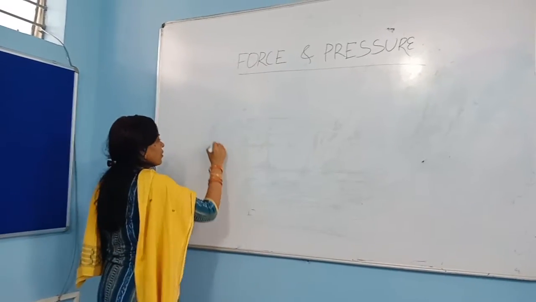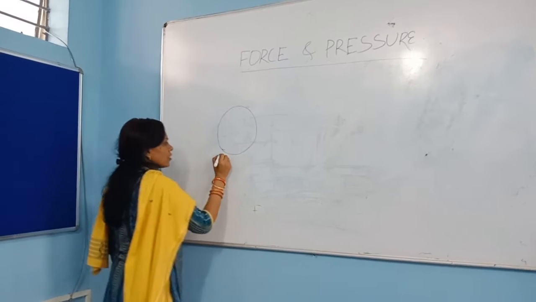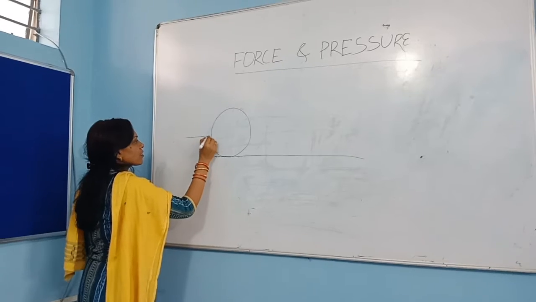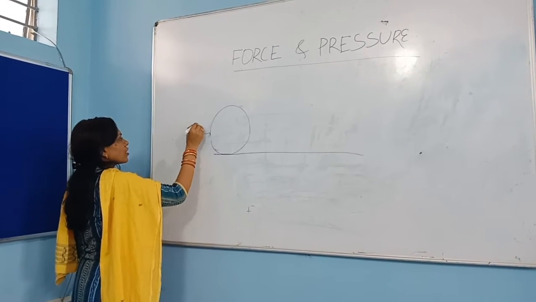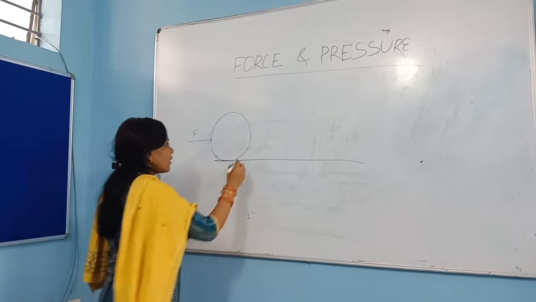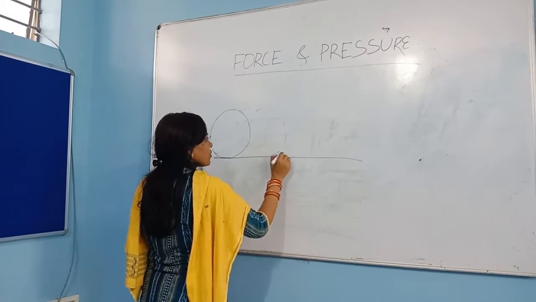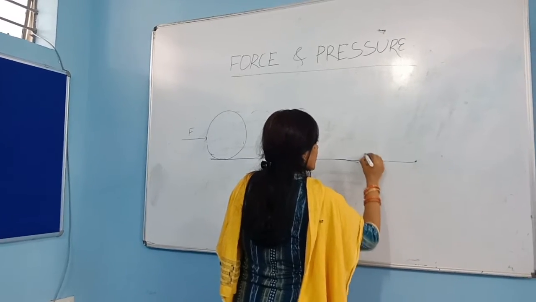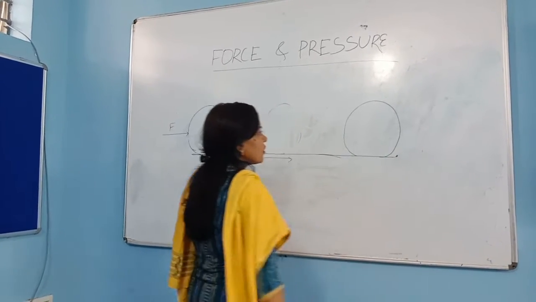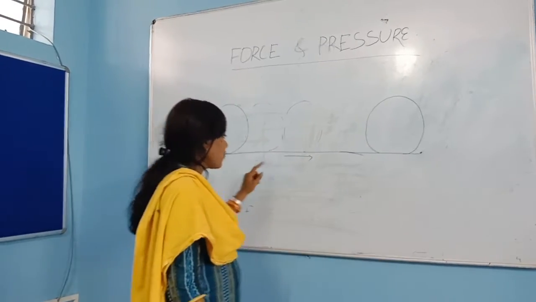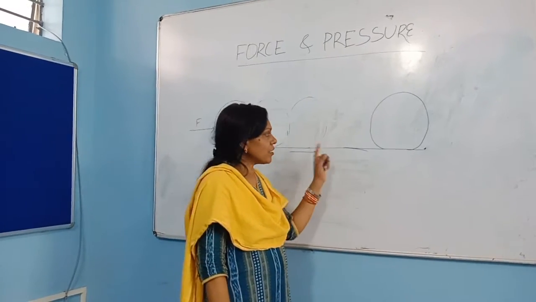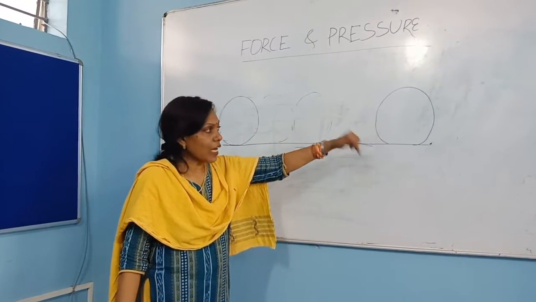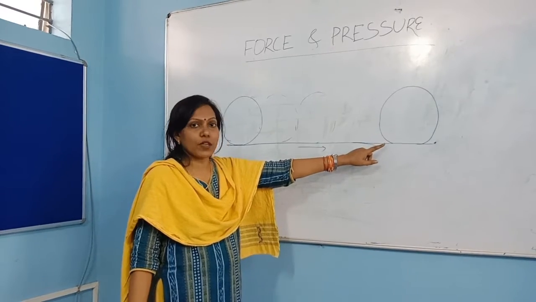Suppose a ball is placed here on the ground. When we kick it, we apply an external force. Then the ball moves, and gradually it stops here. We know that a force can stop a moving object, but here it appears that no other forces are exerted on this ball. Then why does the ball stop?